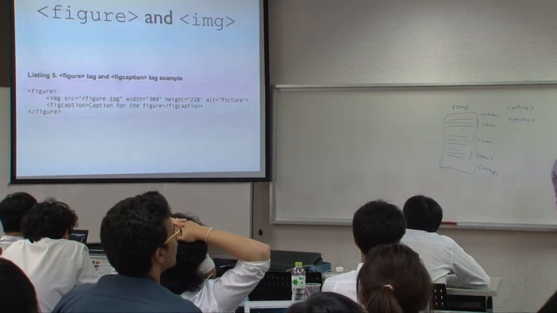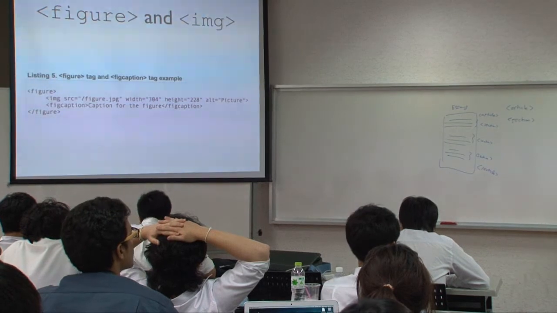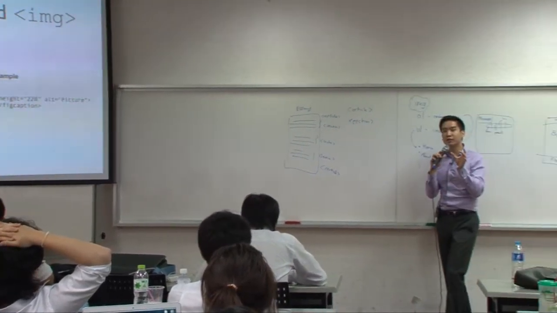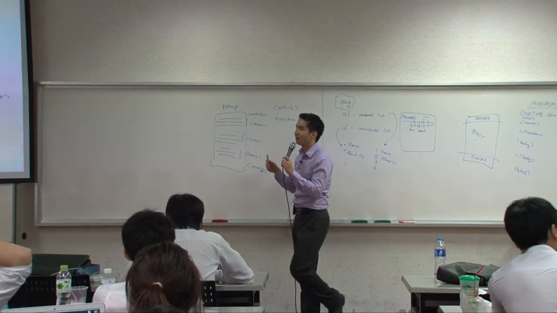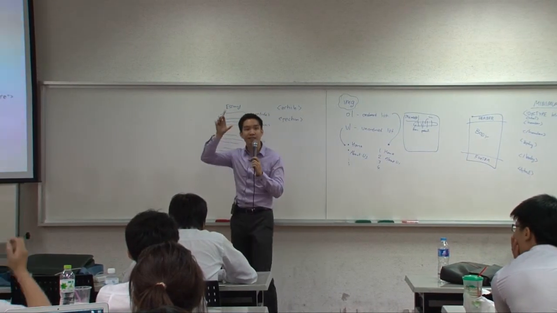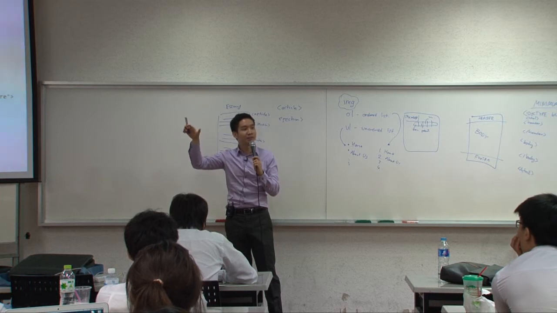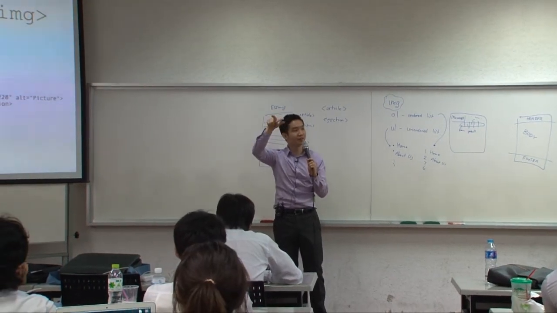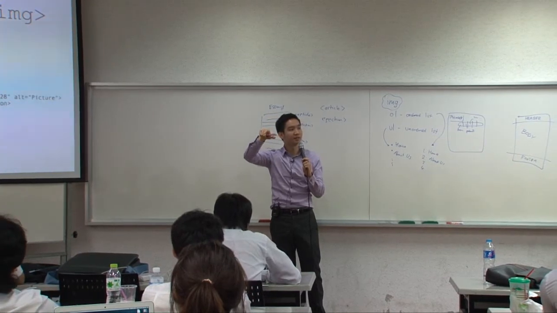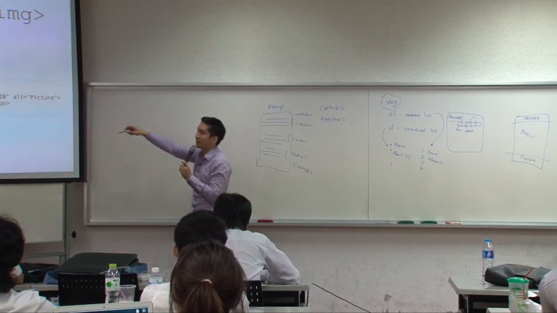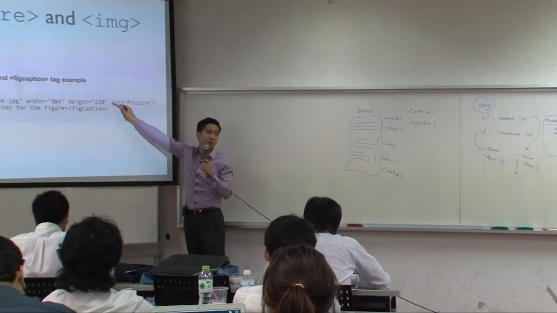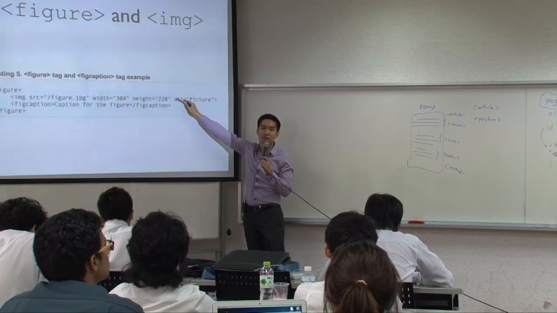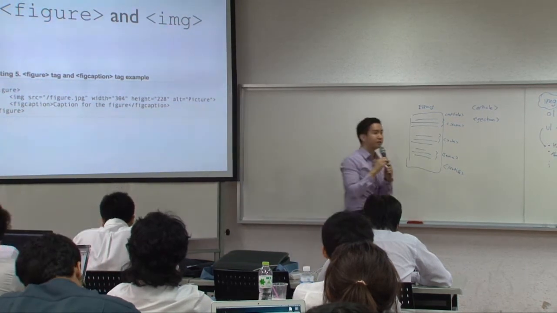Okay? So this is why they needed to invent the figure tag, because they wanted to figure out how they can associate some image with some caption. And they did that by introducing two tags, figure and figure caption. Is that clear? Because without the figure tag, you would not be able to group the figcaption with this image. Okay?